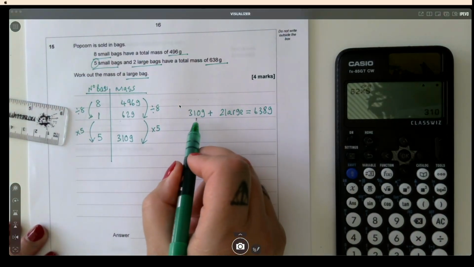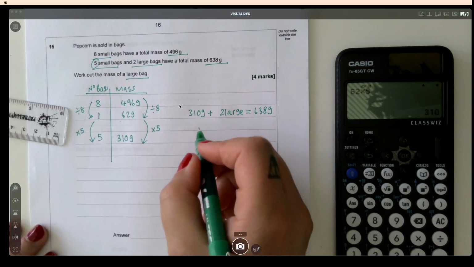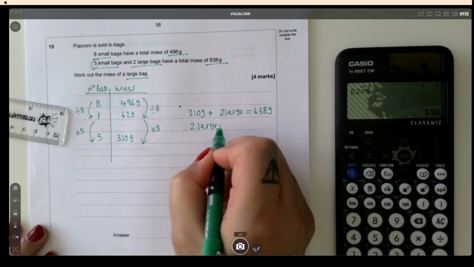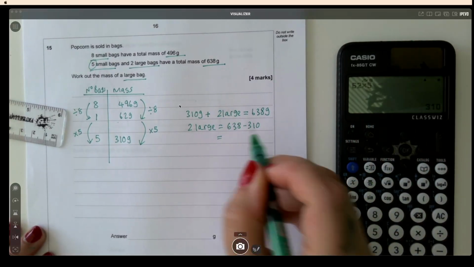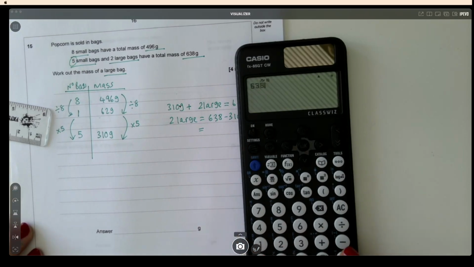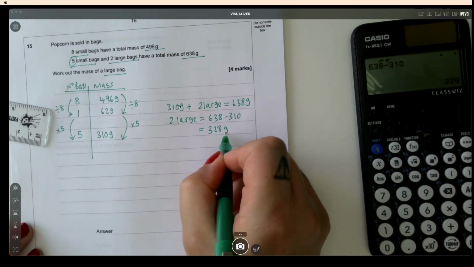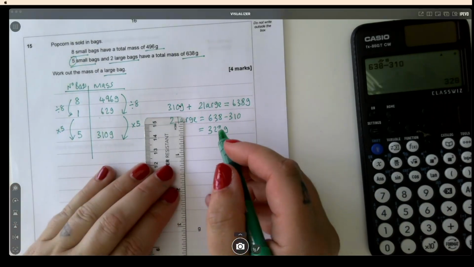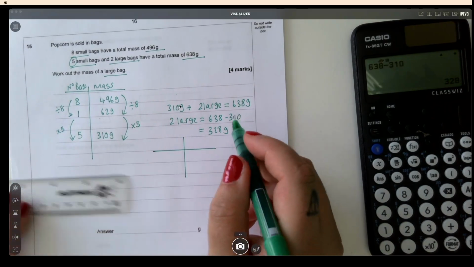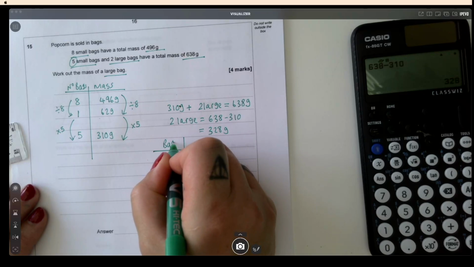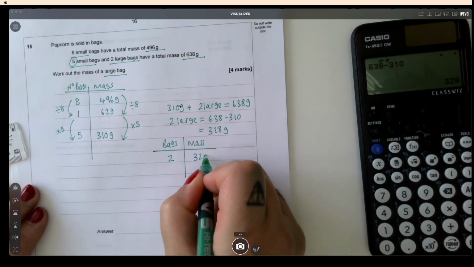So if I take away the 310 grams for the small bags from 638, it'll tell me what 2 large bags weigh. So 638 subtract 310 is 328 grams. So that's the weight of 2 large bags. So 2 bags is 328 grams.